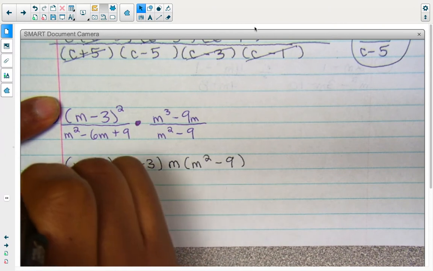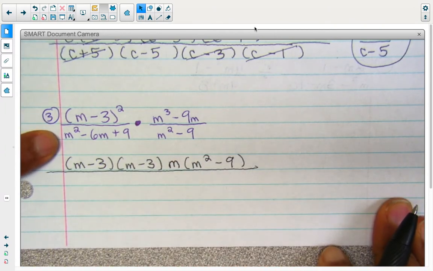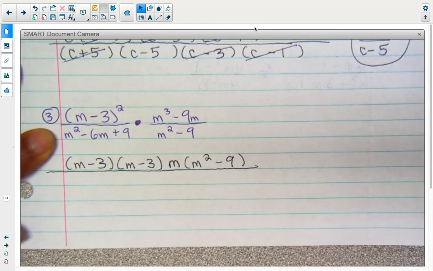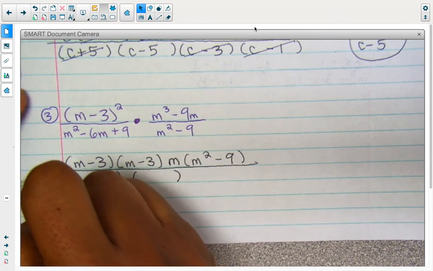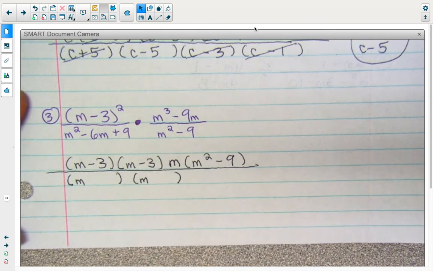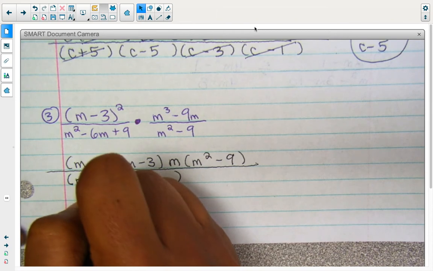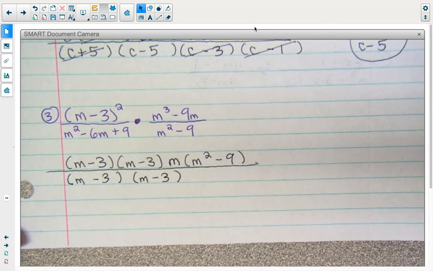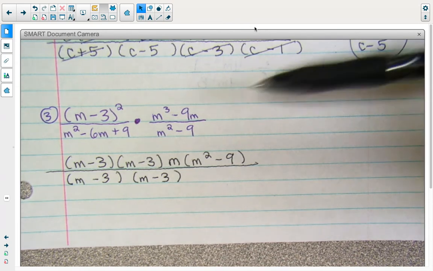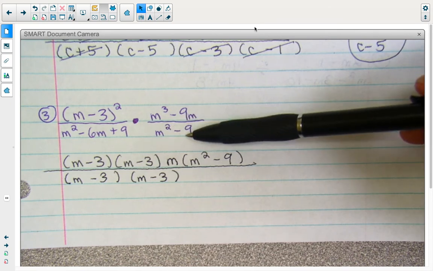Now I'm going to move on to the bottom. On the bottom, we need to factor m squared minus 6m plus 9. So I need to go ahead and break that down. We'll do our parentheses, put my m, and then put the m. I need two numbers that multiply to give me 9 and add to give me negative 6. Now, this can be factored. So this can be factored into m minus 3 and m plus 3.